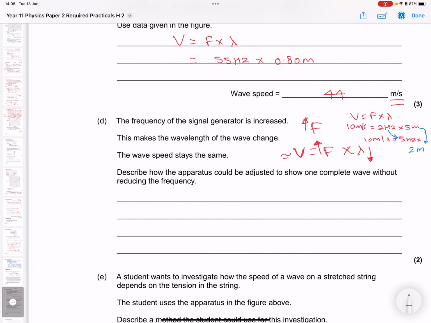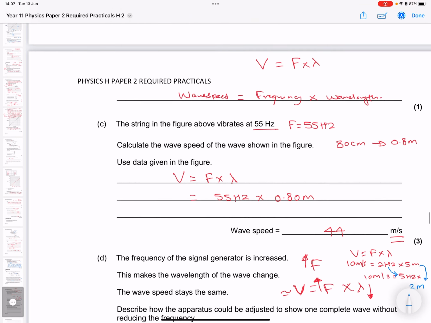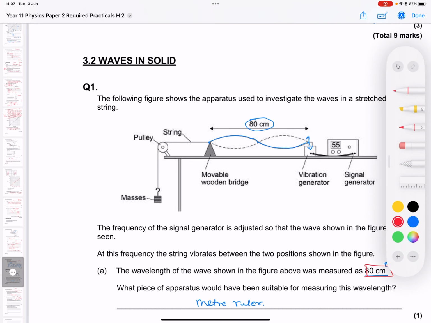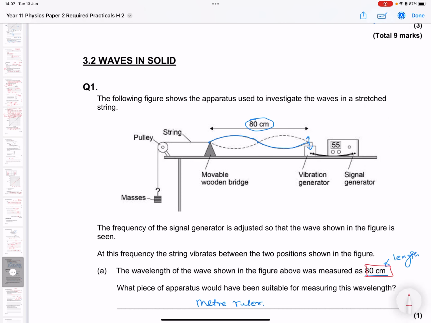Describe how the apparatus could be adjusted to show the one complete wave without reducing the frequency. So without reducing the frequency, what they can do is, the wavelength was 0.8 meters. Now it is going to be smaller than that because we have increased the frequency. So we have to decrease the wavelength. So the wavelength is going to be smaller. So the new standing wave that we are going to create is going to be similar to this.